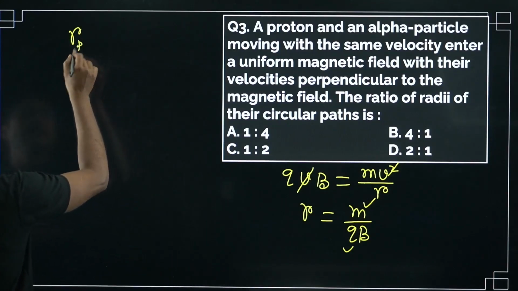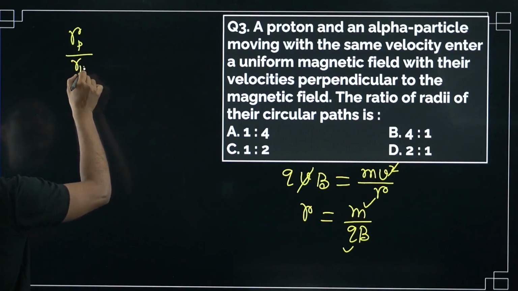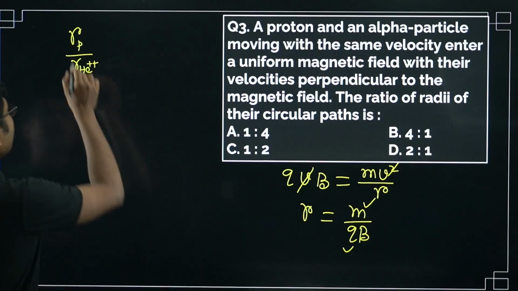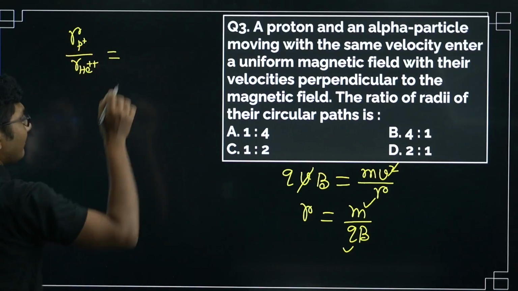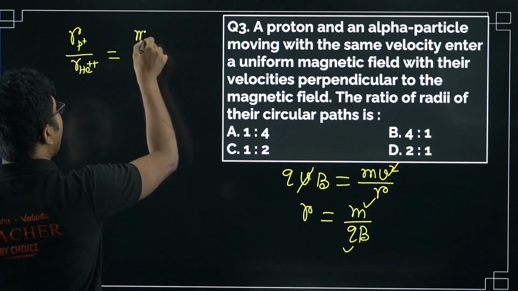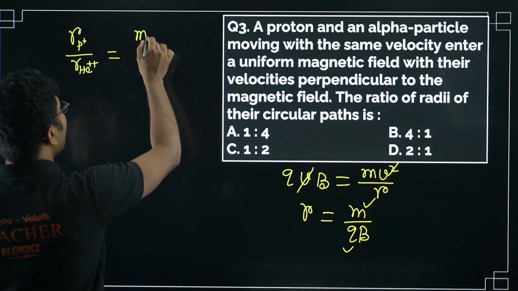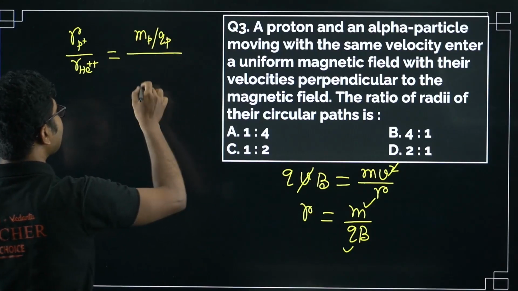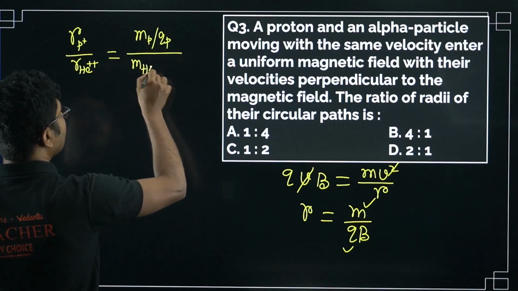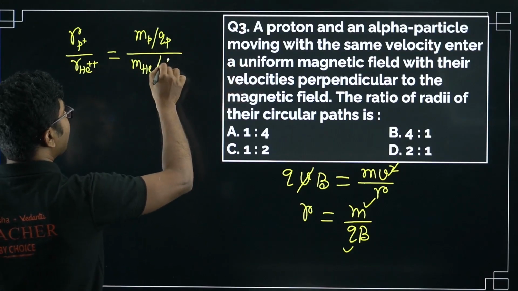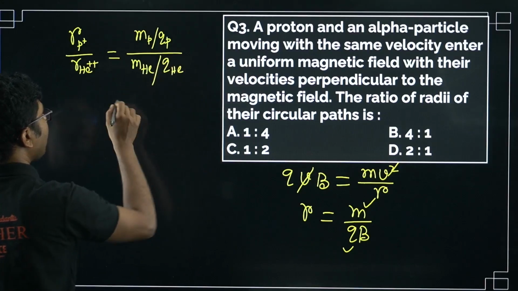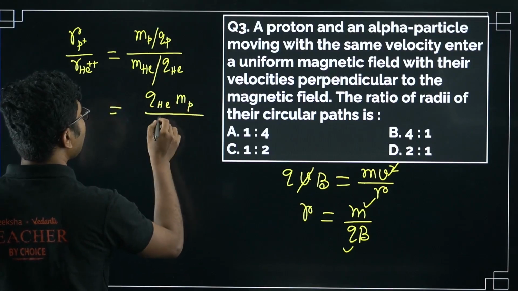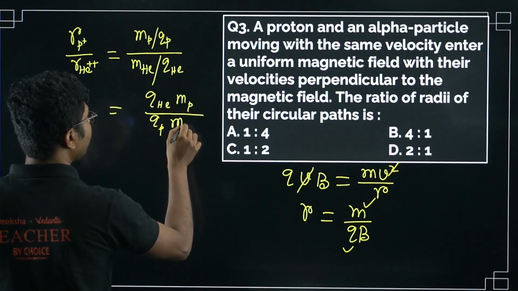So basically r of proton divided by r of alpha particle. Alpha particle has double charge, plus 2 charge, right? Proton has only 1 plus charge. So what is the value? It will be mass of proton divided by charge of proton, and the entire thing is divided by mass of alpha particle divided by charge of alpha particle. So it will be Q of helium into mass of proton divided by Q of proton into mass of helium.